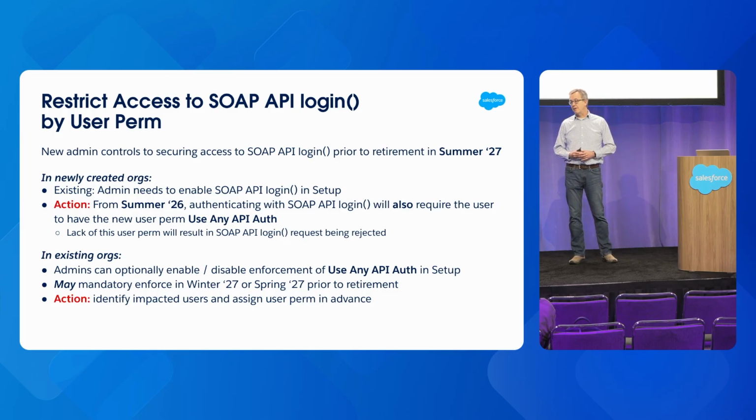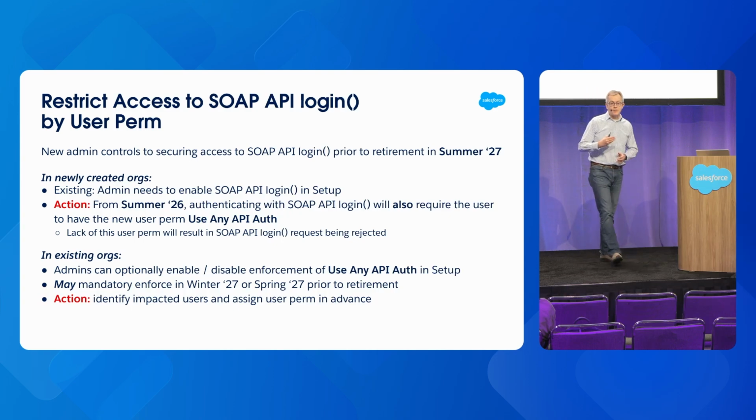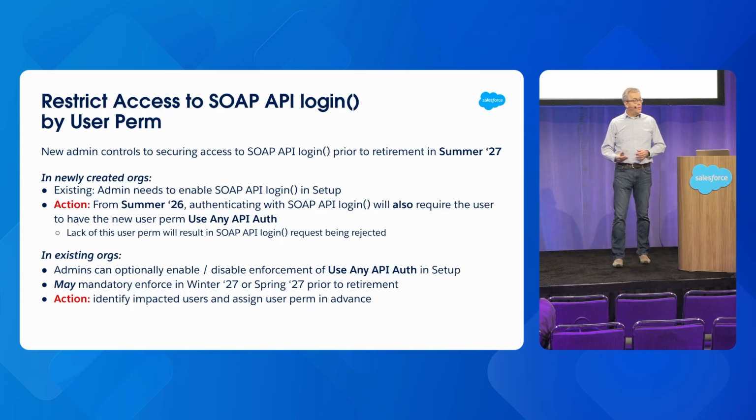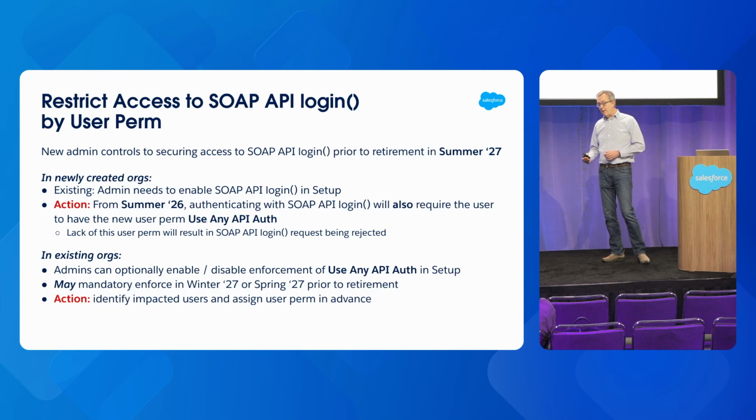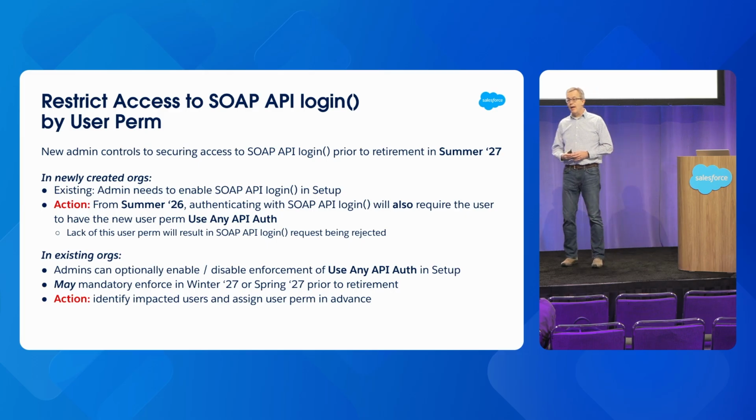They will be rejected. And so with summer 26, if you're starting new orgs and you have applications that use SOAP API login, then you need to know all the users that are using that app and give them this user perm.